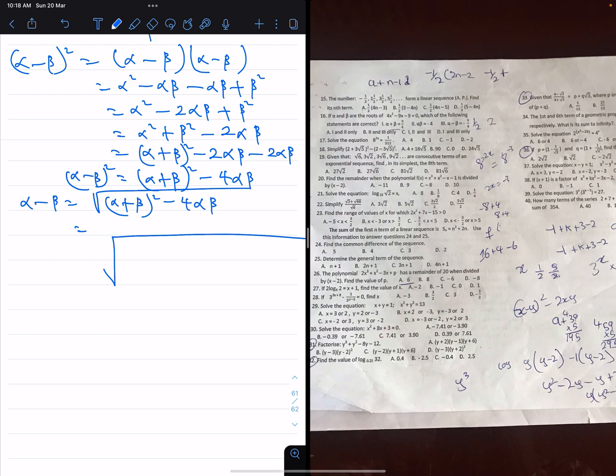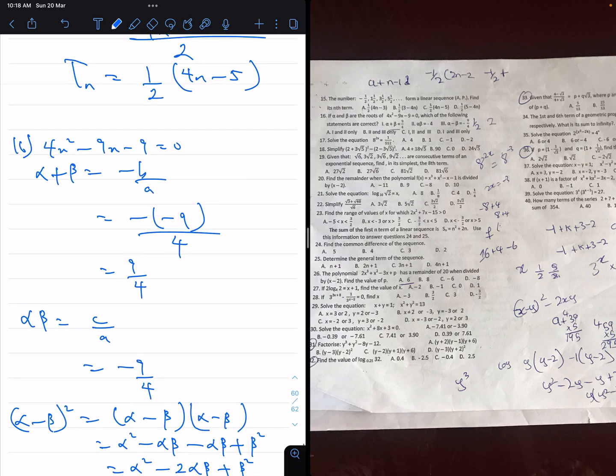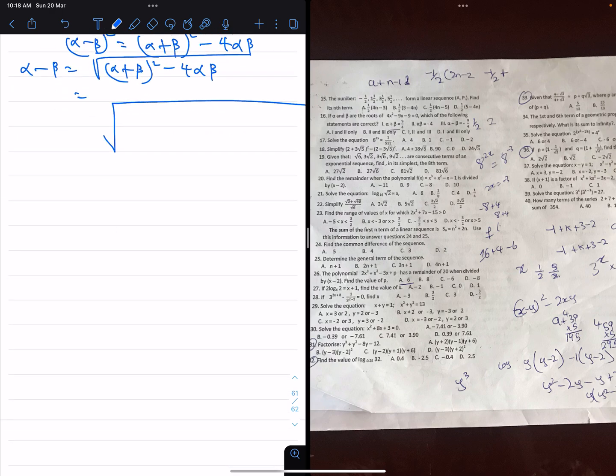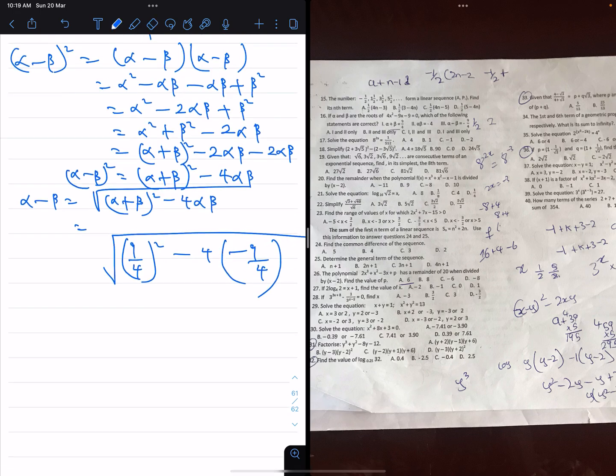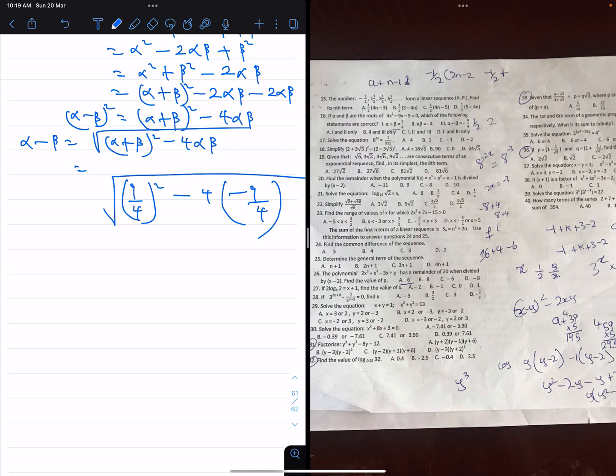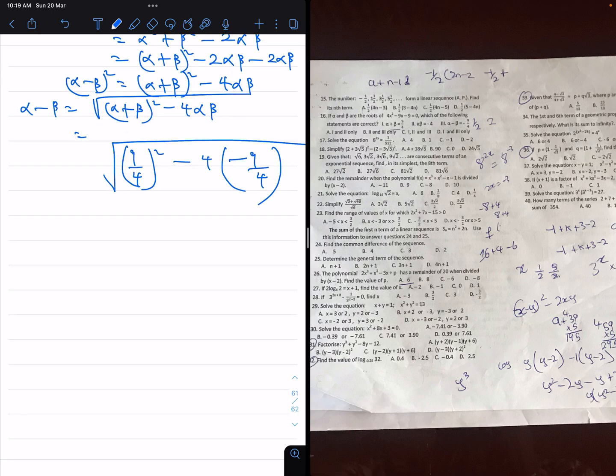So that's the square root of what's alpha plus beta? Alpha plus beta is 9 over 4, right? I don't think you are paying attention. So it's the square of 9 over 4, minus 4 into bracket, what is alpha beta? Alpha beta is minus 9 over 4. Alpha plus beta is 9 over 4. The square of that will be what? Minus 4 times alpha beta. You don't need to square, just cancel the square with the root.